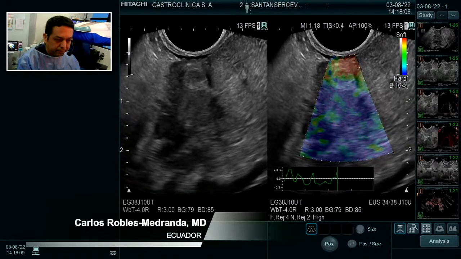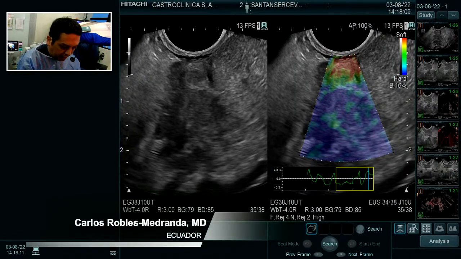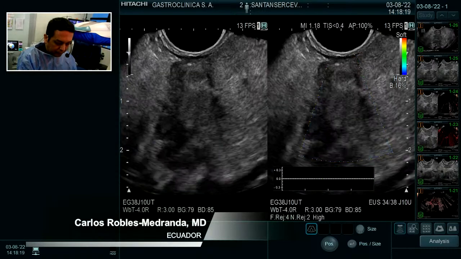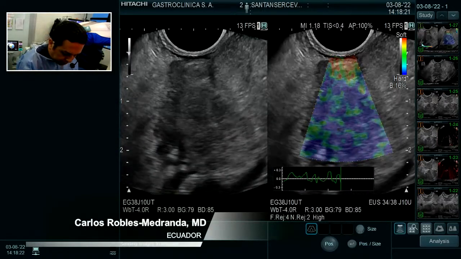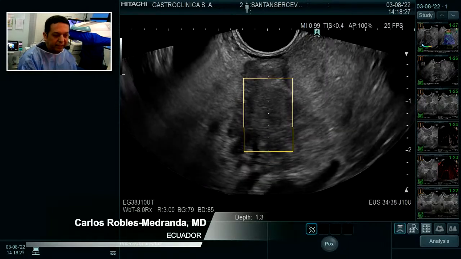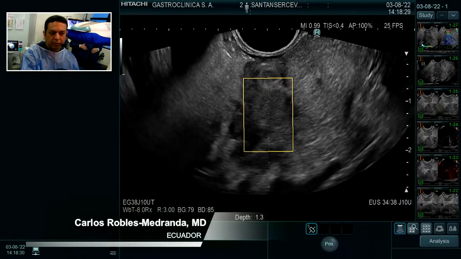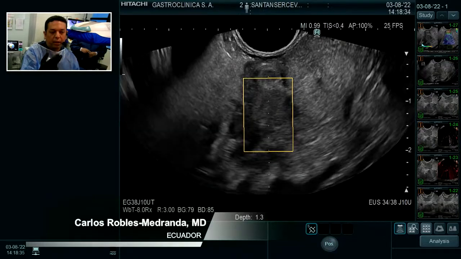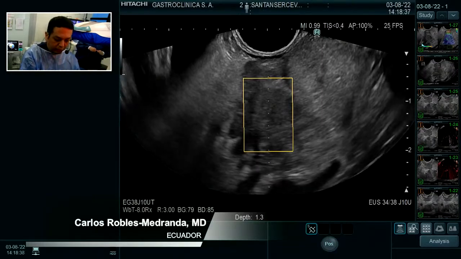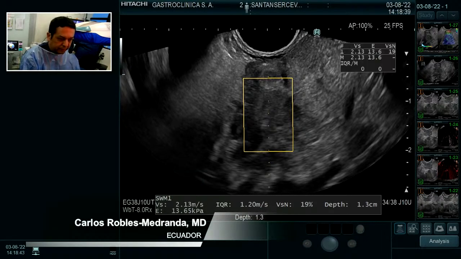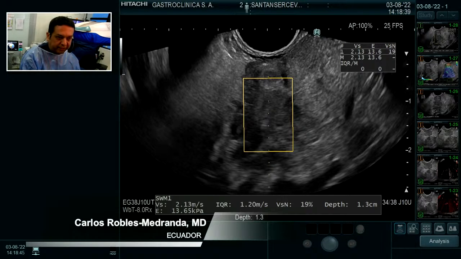We also have, as a metric today, the shear wave. So we can measure the elasticity of the tissue also, using this software. This is a more objective way to measure the lesion. So I start to have the measure. The elasticity you can see here is 13.